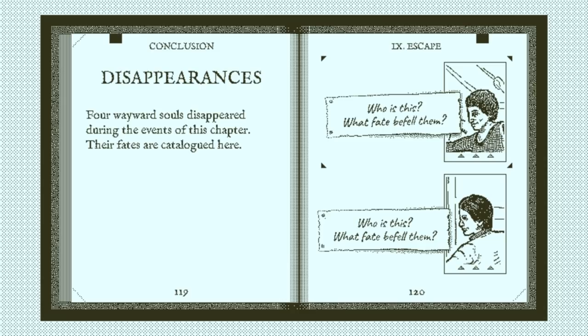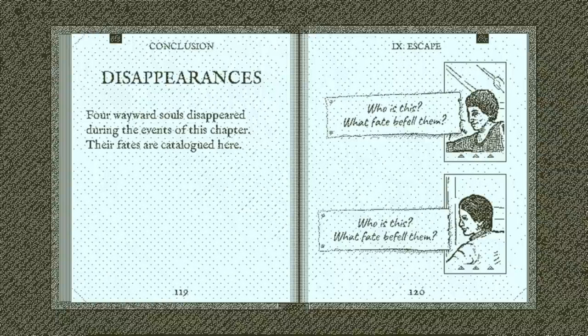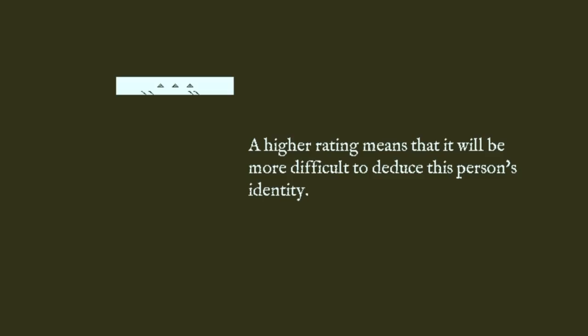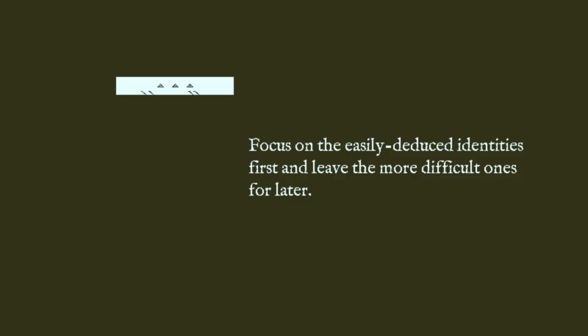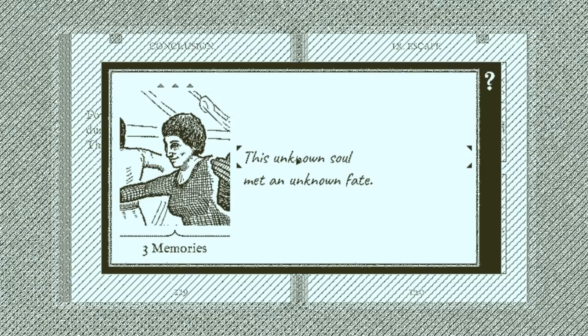Well, we know the one up on top. Do we? Mm-hmm. She's the one who shot. That's Miss... What's her name? Oh, this is a deduction rating. A higher rating means that it will be more difficult to deduce the person's identity. Focus on the easily deduced identities first and leave the more difficult ones for later. It's warning you against it. I think it's Miss What's-Her-Name.